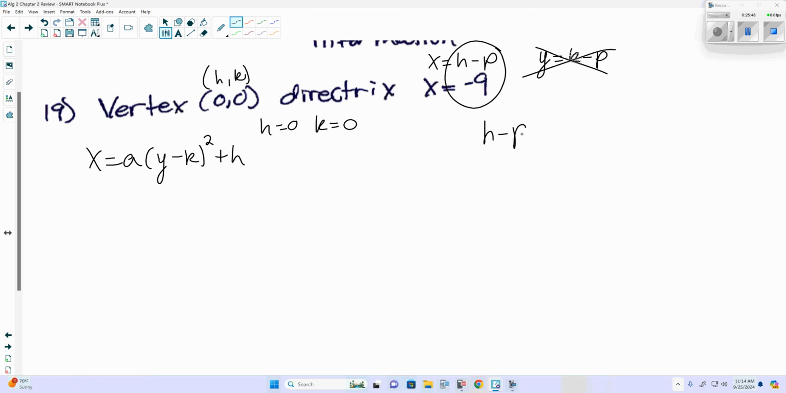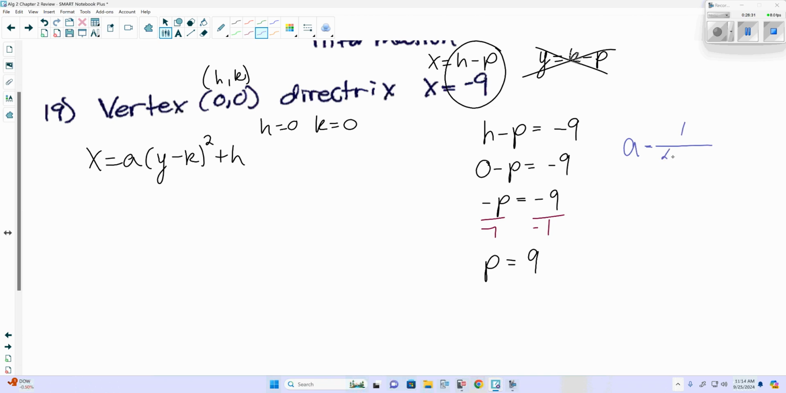Now, it's told to us from the directrix that H minus P is negative 9. Well, the equation is X equals H minus P. They gave us X equals negative 9. So H minus P has to be negative 9. H was told to us to be 0. Well, 0 minus P is negative P. Now here we do need to simplify. We're going to divide by negative 1 because I want to know what the value of positive P is, not negative P. And negative 9 divided by negative 1 is positive 9.